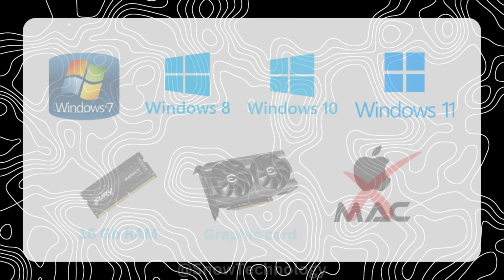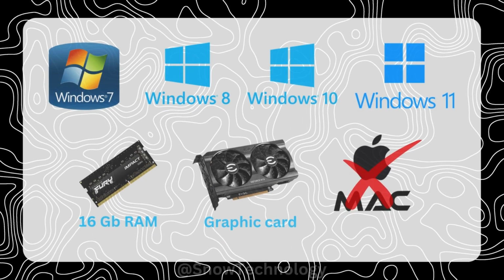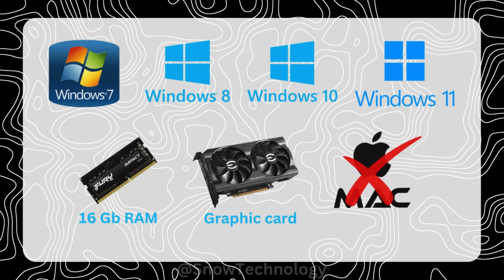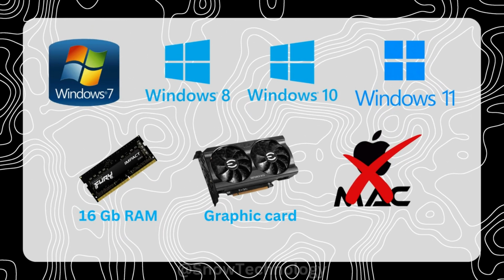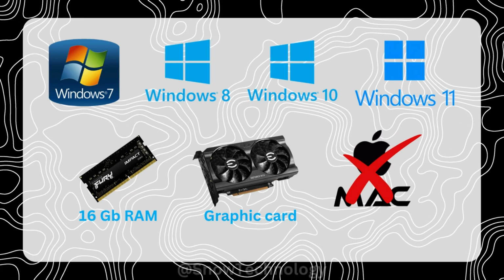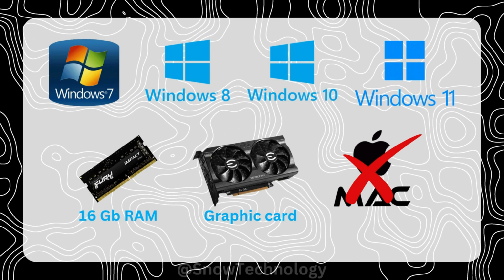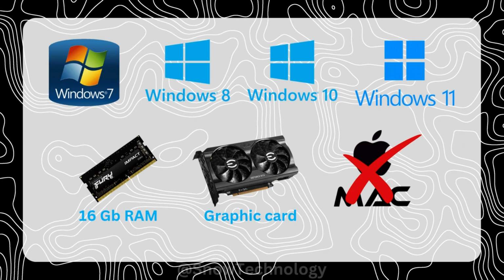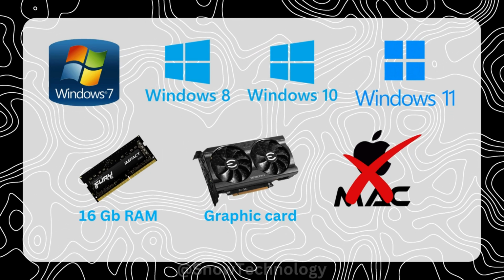Got an old PC lying around? MiniTool Movie Maker runs on Windows 7, 8.1, 10, and 11. But heads up, you'll want at least 16 gigabytes of RAM and a solid graphics processor for smooth sailing. And sorry, Mac users, this one's Windows only. Performance-wise, rendering speed is decent, but far from lightning fast. Think of it as a solid workhorse, not a speed demon.